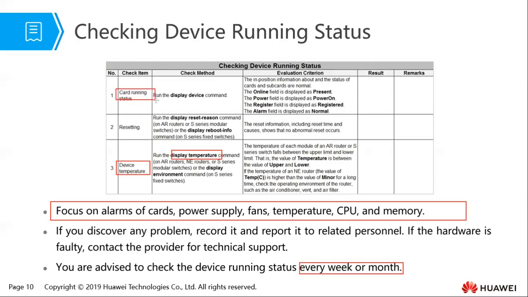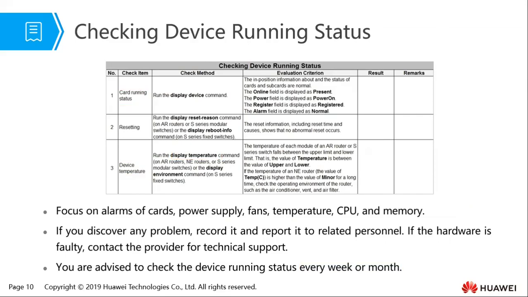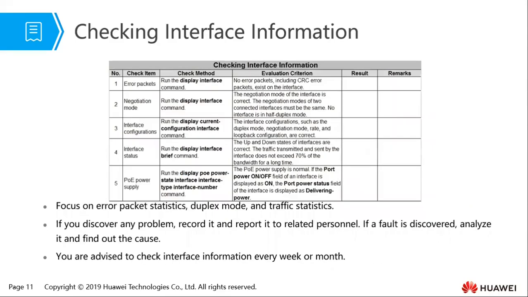You see, for example, for a card, when you do the display device command, you should be able to check whether it's online, whether the power is displayed as power on, whether the alarm field is displayed as normal, and so on and so forth. So you'll be able to interpret that by doing that.